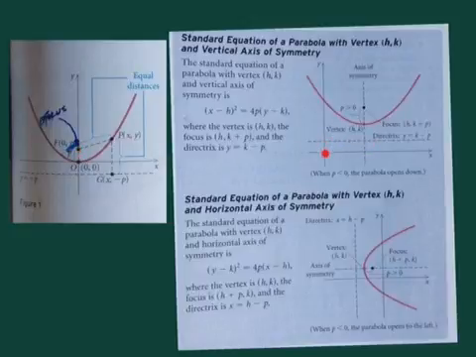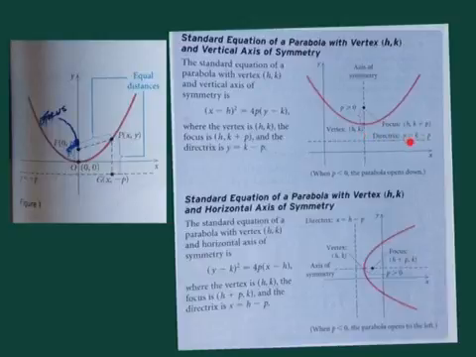Over here we shifted the focus over h and up k to get to the vertex, plus the p. So that's why it says k plus p: the distance from here to here is k, and the distance from the vertex to the focus is always p. So we went up k and then up p, so k plus p.